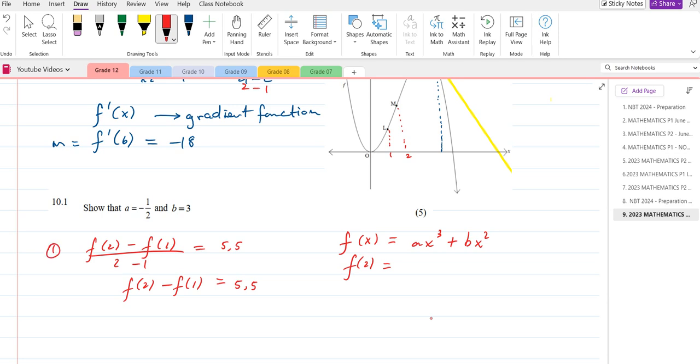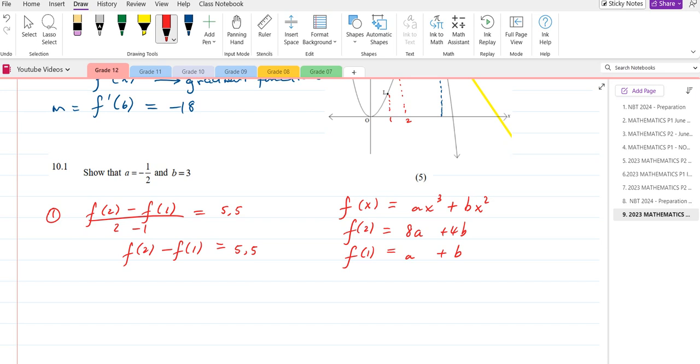f of 2 is 2 cubed, which is 8, so 8a plus 4b, right? And what's f of 1? f of 1 is 1 cubed, which is 1, so a plus b, right? So what we're doing is subtracting these two. If we subtract these two, we're going to get 7a, and 4b minus b is 3b.